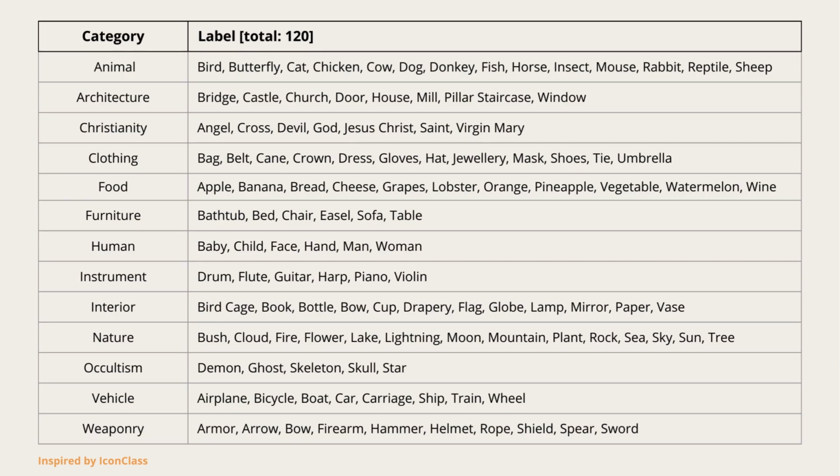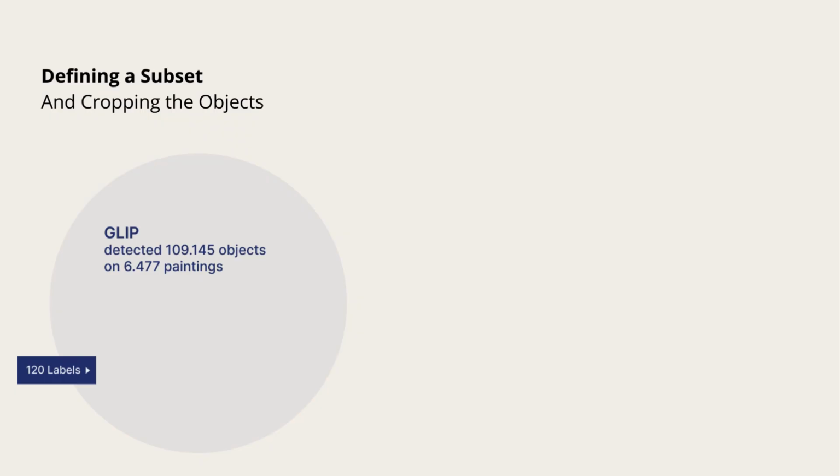In order to select the set of labels, we iteratively explored concepts from IconClass and observed how often these motifs were depicted in a random subset of the National Gallery's paintings. This process resulted in the selection of 120 labels as illustrated in this table. We additionally sorted the labels across 13 categories that were likewise inspired by IconClass. By feeding the 120 labels to GLIP, almost 110,000 objects were detected on approximately 6,500 of the paintings.